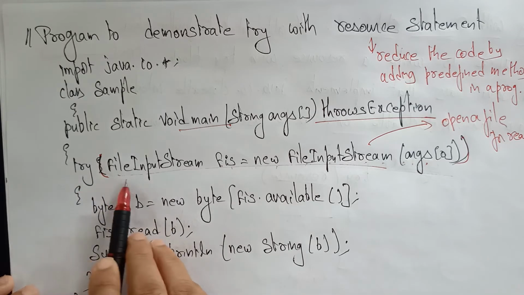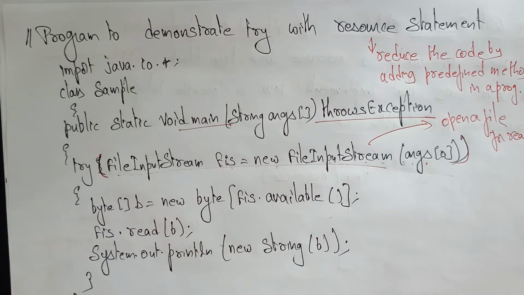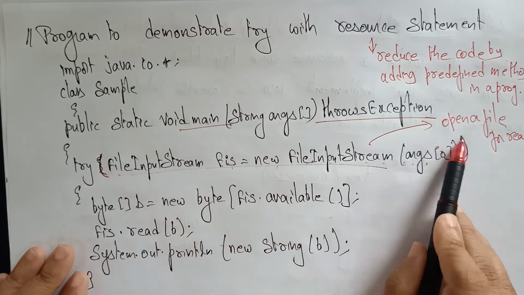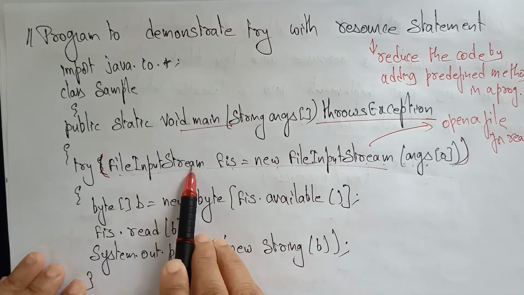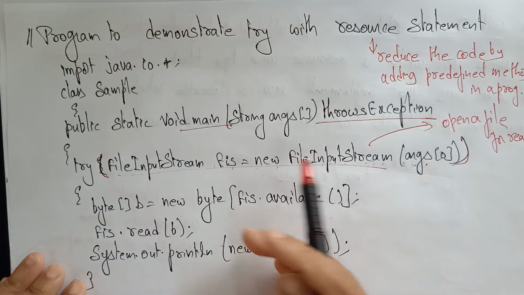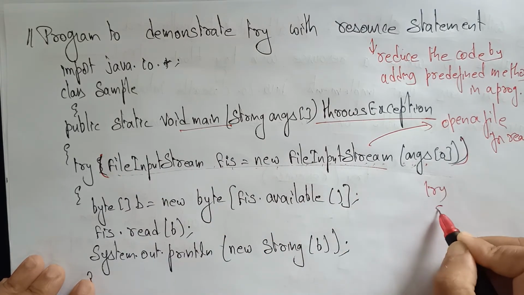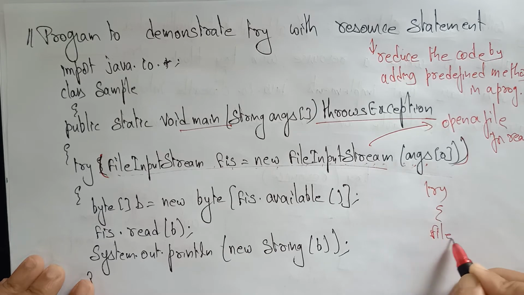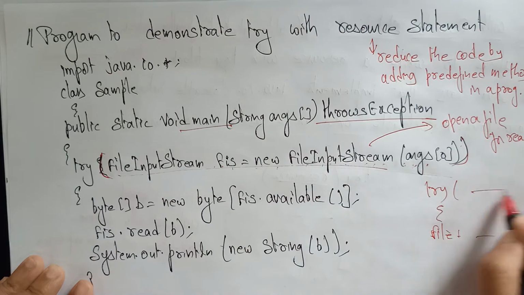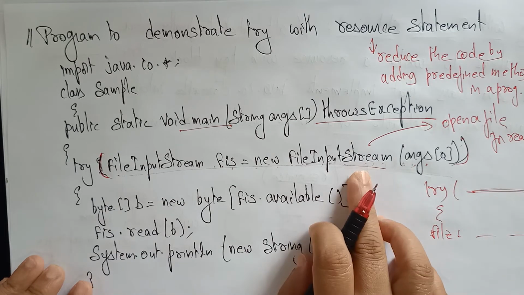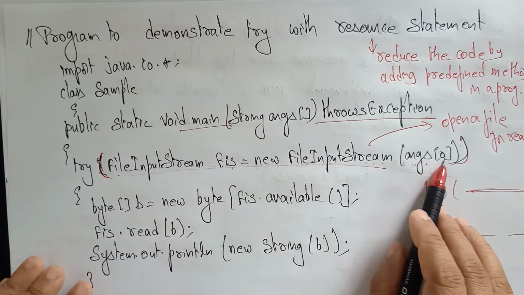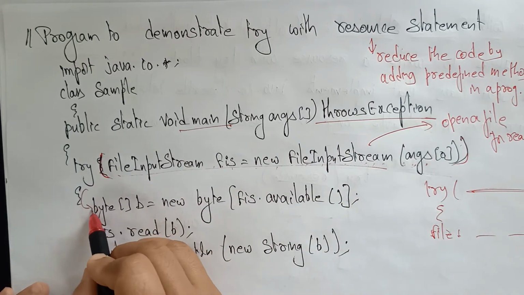That's why I'm not writing file close here. Previously, I had written the FileInputStream inside the try block, but now I am writing it within the try parentheses itself. So whenever an exception occurs, this will be closed. I open the file for reading, and enter into the try block.